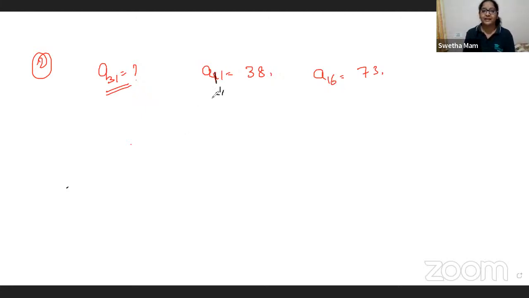See, how will you write A11? A11 is A plus 10D. You should know to write like this, children. Already I have told you, right?